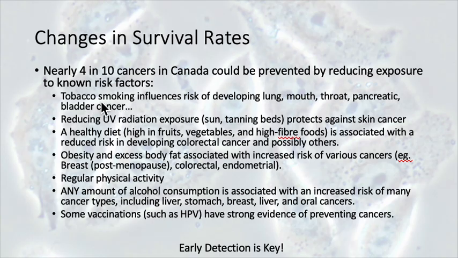For example, this has been widely known for a long time, but tobacco smoking heavily influences the risk of developing lung, mouth, throat, even pancreatic and bladder cancer. So many types of cancers are shown to be very heavily related to tobacco smoking, which highly increases the risk of developing these type of cancers. We know that UV radiation, such as sun or even tanning beds, are large contributors to skin cancer. And so protecting yourself from this UV radiation from the sun with sunscreen and so forth is helpful in preventing and reduces the risk of developing skin cancer.